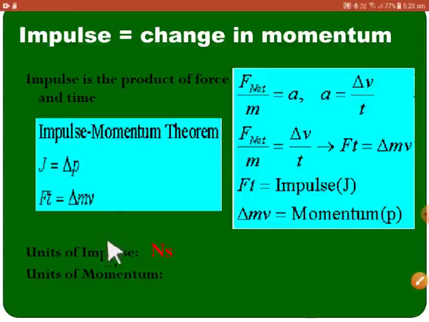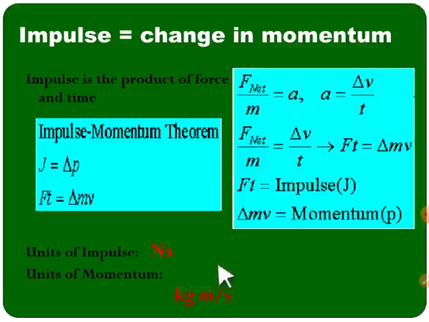So let's see about the SI unit. Now the SI unit of impulse is what? Force into time. The SI unit of force is Newton, and the SI unit of time is second. So the SI unit of impulse will be Newton second. Now let's see about the SI unit of momentum. Momentum is mass into velocity. Mass means kg, and the SI unit of velocity is meter per second. So the SI unit of momentum will be what?